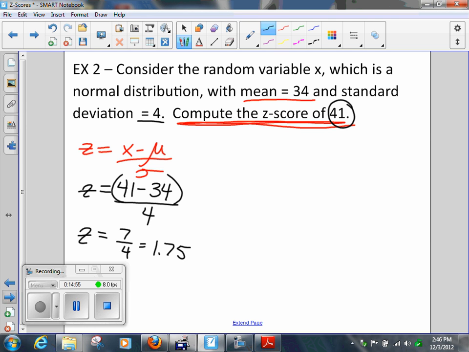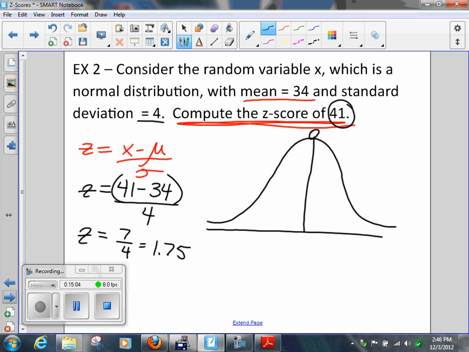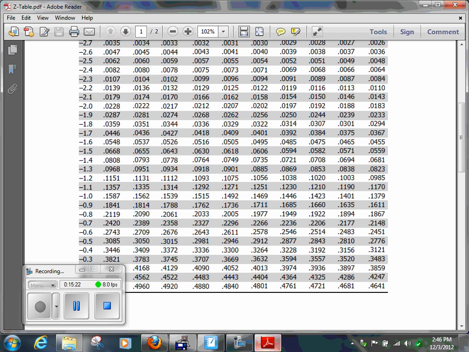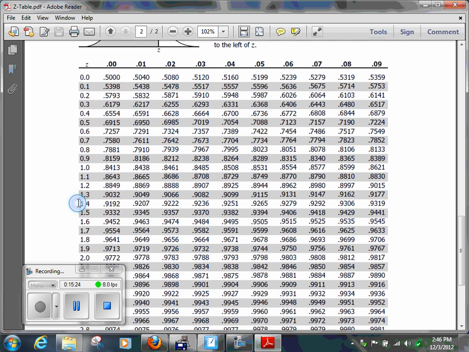Now, what does that mean? This is on the formula sheet, folks. If you're looking at that graph, here's 0, here's 1, here's 2, here's my 1.75. If I had to find that z-score there, that means that that z-score is going to be to the left. Whatever I find on that 1.75. All right, here I am at my negatives. Let's go to my positives.